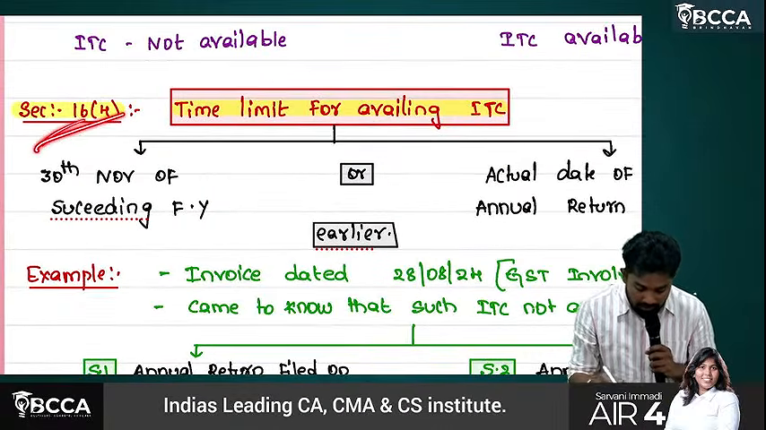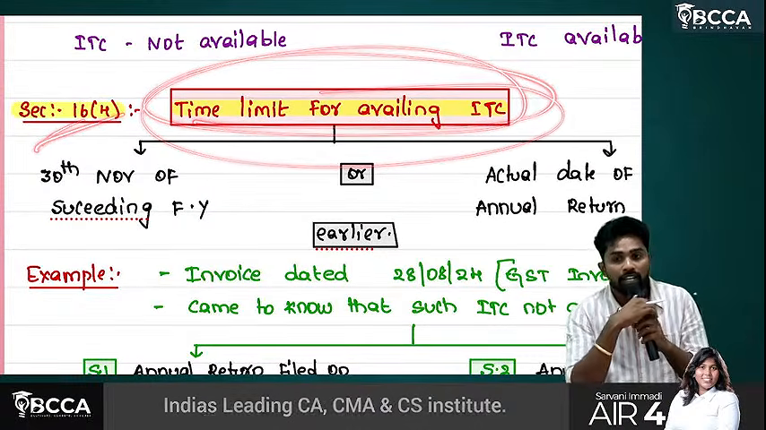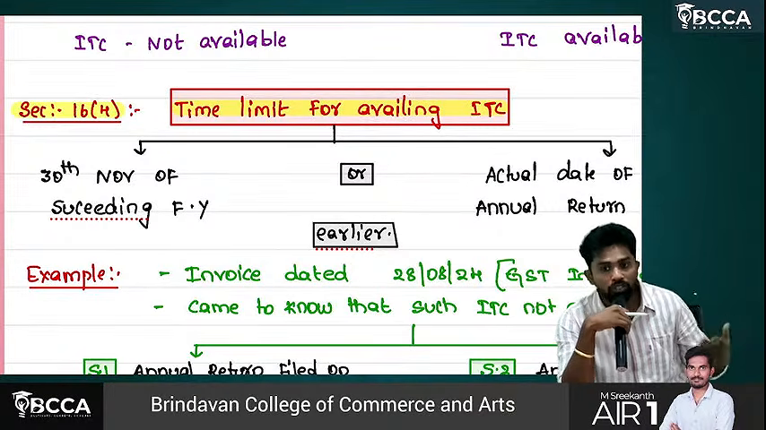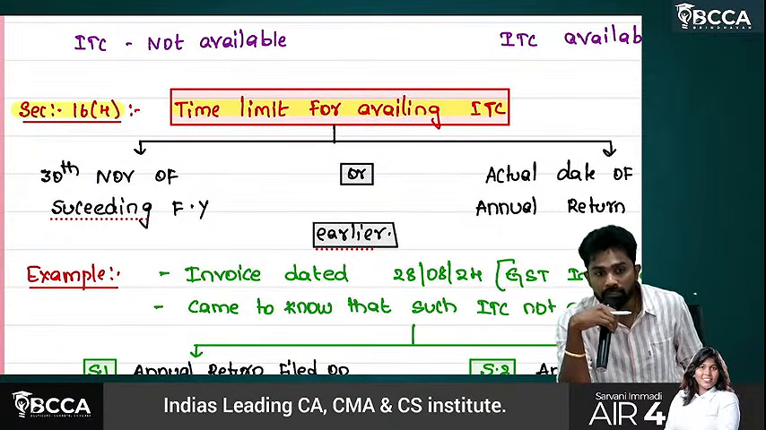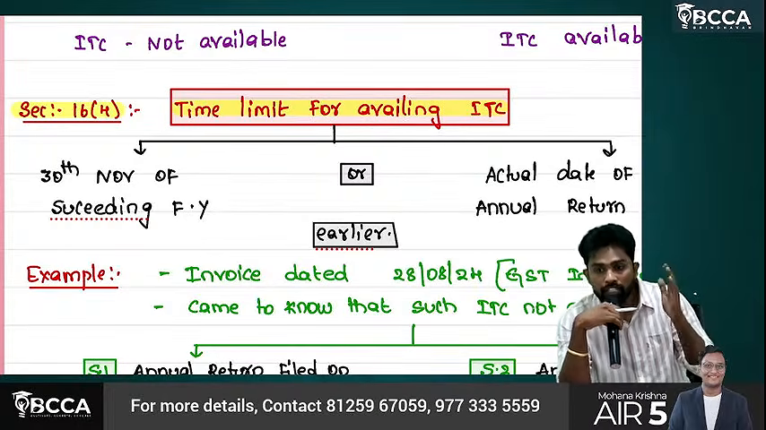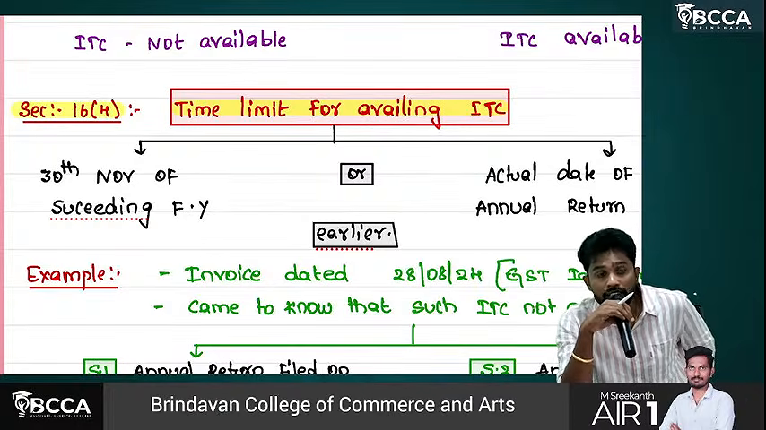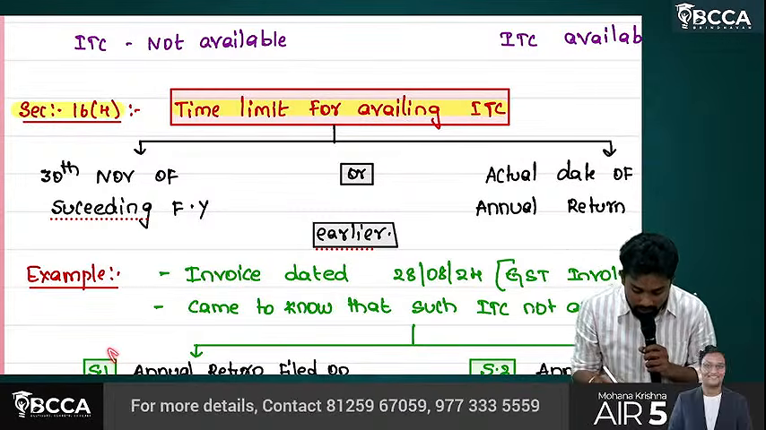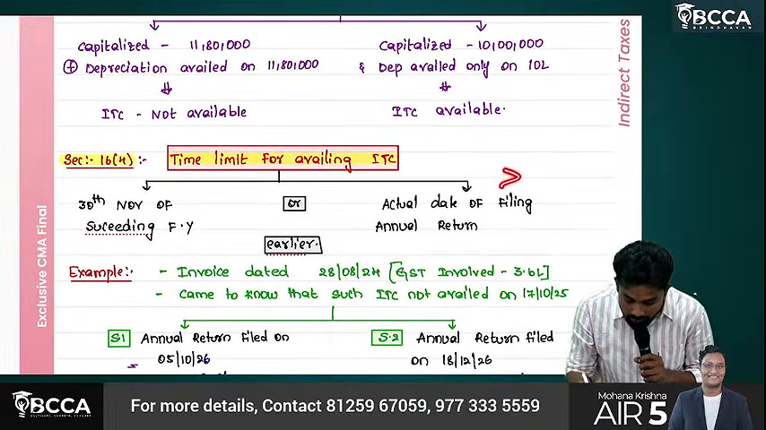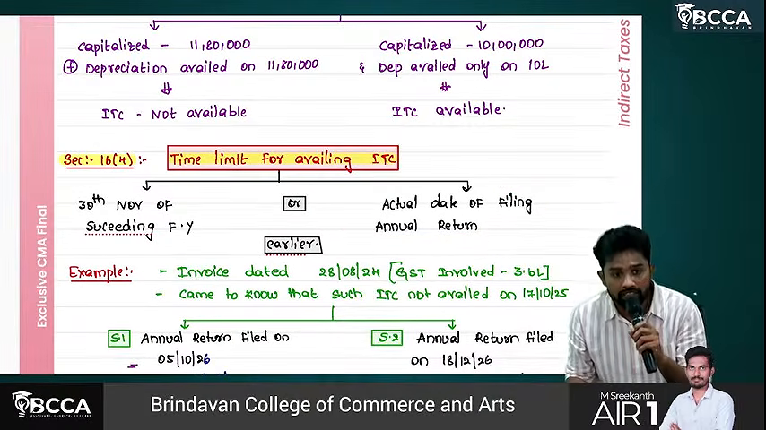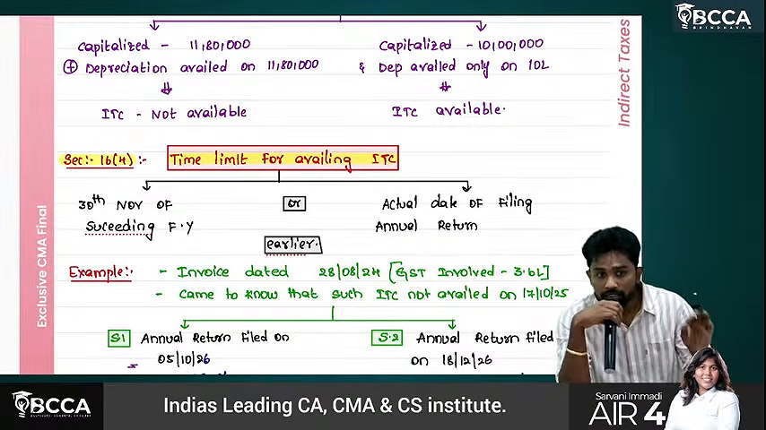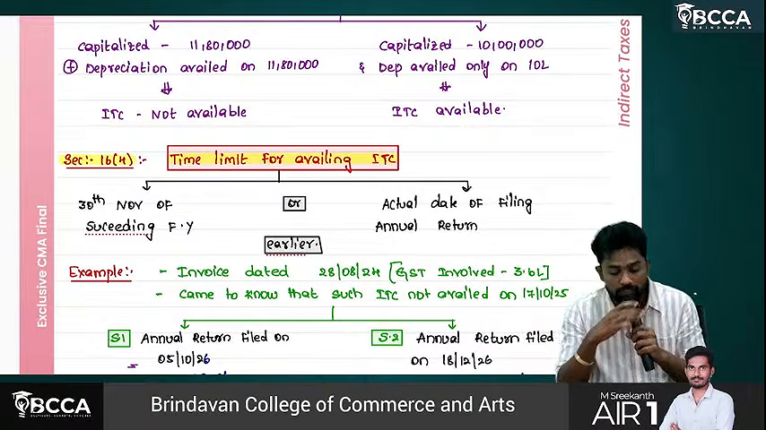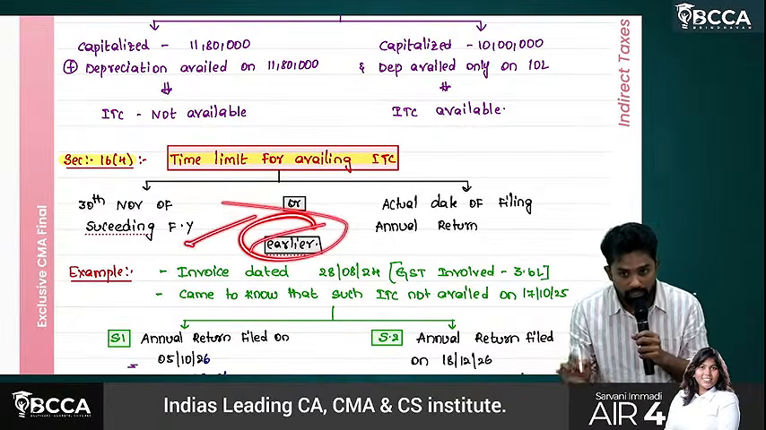Then 16 subsection 4 is about the time limit for availing ITC. So 3 years back one invoice is there. That time you forgot. Now you found that invoice and you want to claim ITC now. Is it possible? No, sir, there is a time limit. The time limit for availing ITC is 30th November of the succeeding financial year, or the actual date of filing of the annual return, whichever is earlier. Got it? Okay.